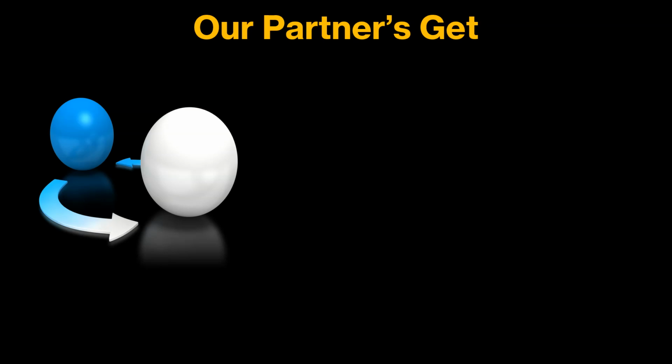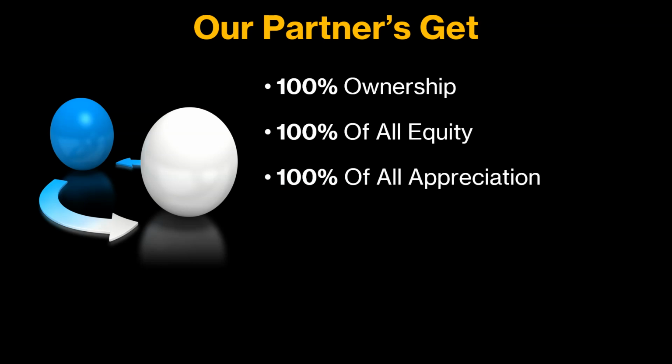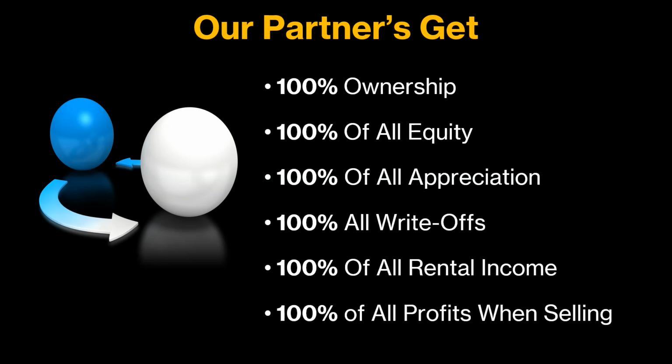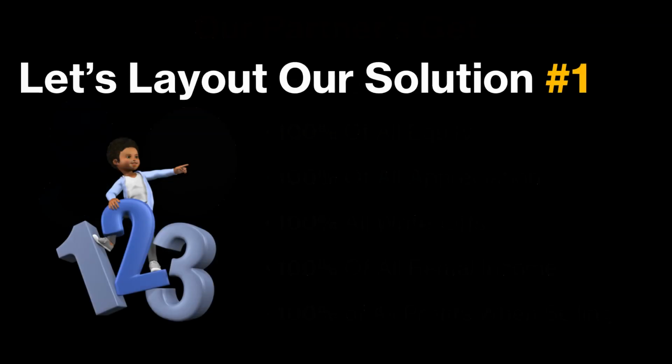So what does the partner get? Well, he gets 100% ownership in the property. 100% of all the equity, 100% of all the appreciation, 100% of all the write-offs, 100% of all the rental income. It's his. And 100% of all the profits when selling. Pretty cool, okay? And here's the layout of our solution and how this thing actually works.